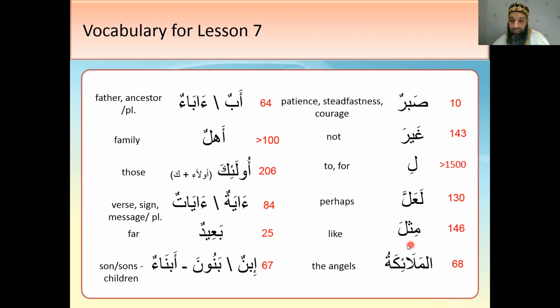Mithla is, like in Urdu we say masal. Example, like mithla. Mithla is like. And malaika is angels. So we've got the homework to do.